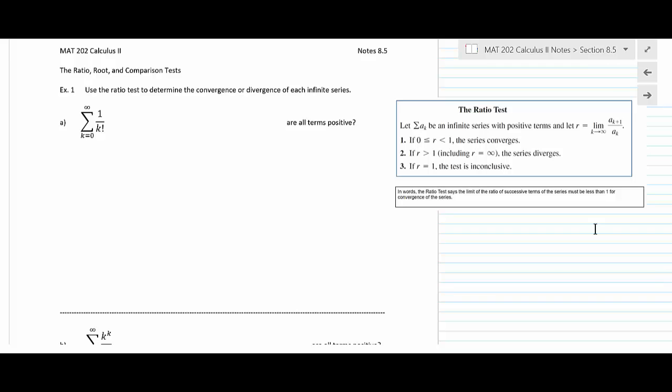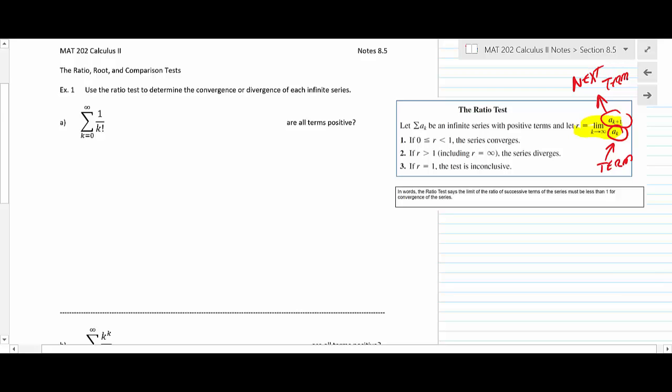So the ratio test: we're going to take an infinite series, and we're going to try to use the ratio test to establish whether it converges or diverges. So the first thing you do is you form this ratio. All right? So a sub k just means some term. What does a sub k plus 1 mean to you? It means the next term, right? So what you're doing is a ratio of the next term to the previous term.